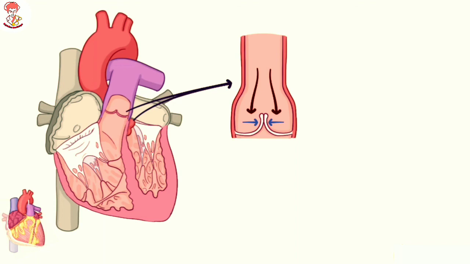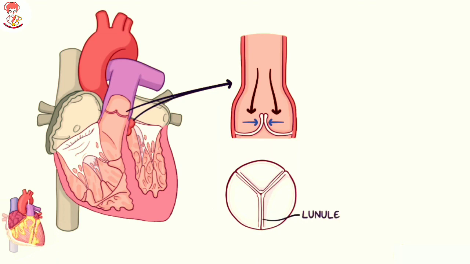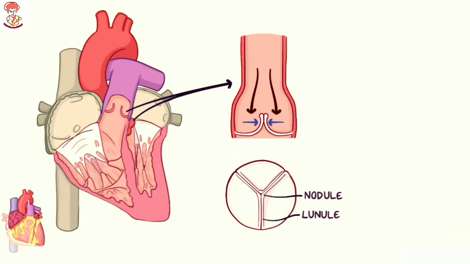The cusp edges come together to close the semilunar valves and support each other as their edges meet to prevent backflow. The edge of each cusp is thickened where they meet, forming the lunule, and at the apex of the angulated free edge they form the nodule. During ventricular contraction, the semilunar valves open as they are pressed toward the walls of the pulmonary trunk and aorta.